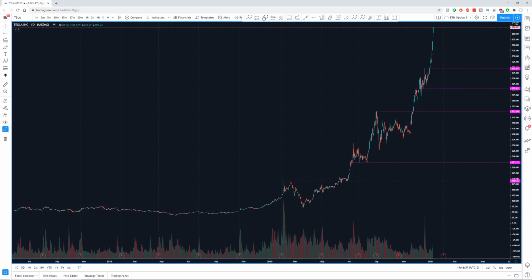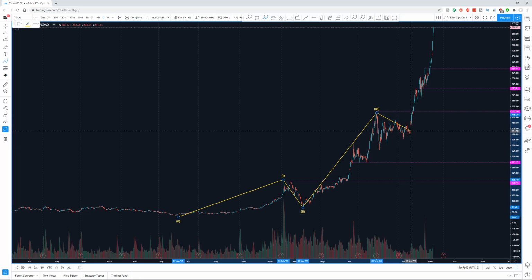Instead, here's what I think the count is. We got our 0 to 1 here, our 2 here, and then I think the 3rd is all the way up here, with this being our 4th wave. And I think the 4th wave bottom is actually in right here, and I'll dive more into that shortly to show you why. And I think we're right now in the 5th wave.